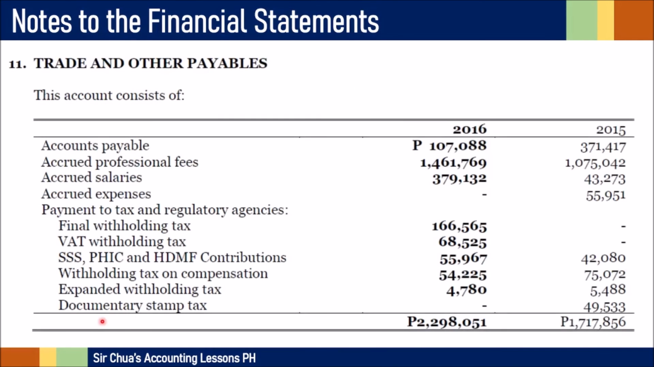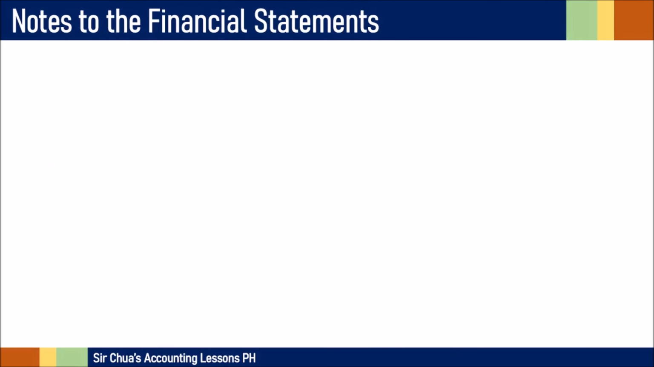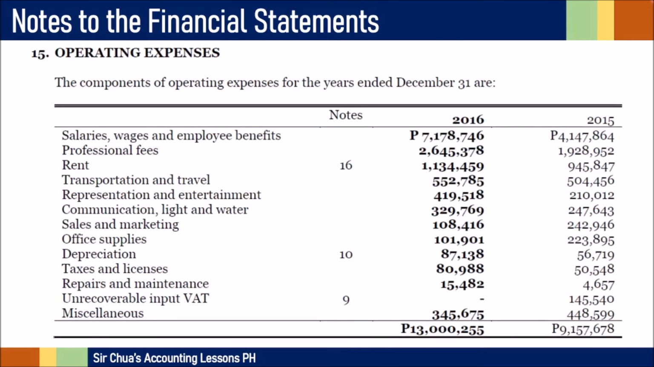You also provide information about your liabilities. So I'm not presenting actually the totality of the notes here. I'm just presenting you some examples, and as you can see, they really detail everything, and then this total will be the one to be presented in your FS. And then these are the operating expenses of the company: salaries, professional fees, rent, transportation and travel, representation, communication, and so on. So this total amount of expenses is presented in the income statement.